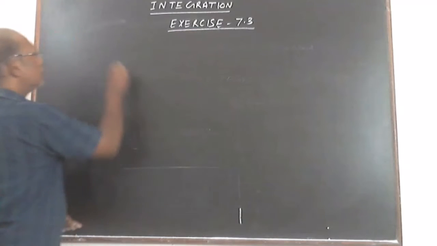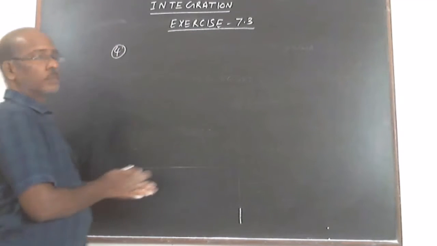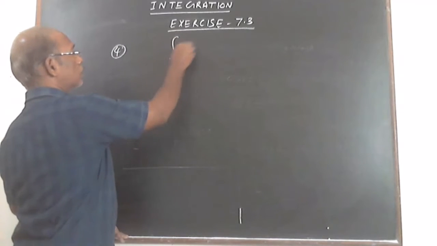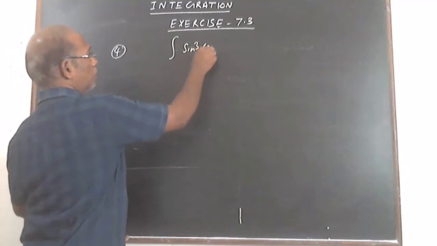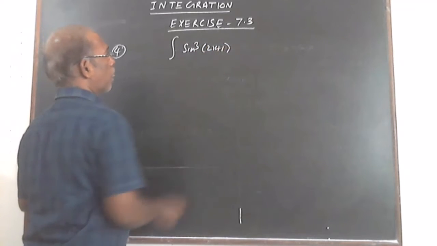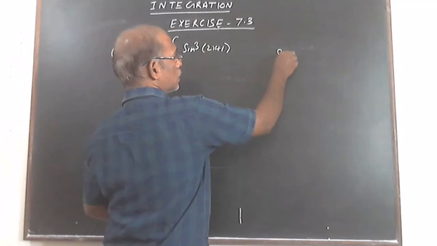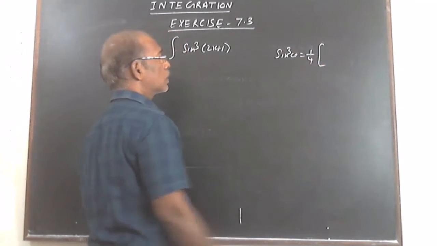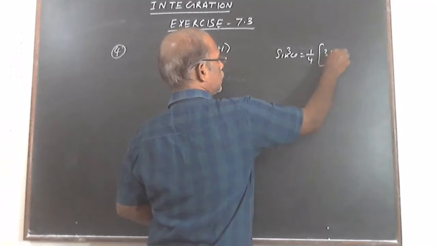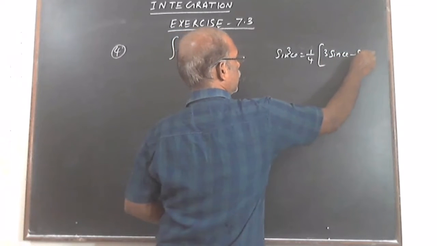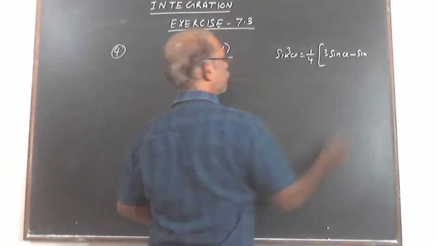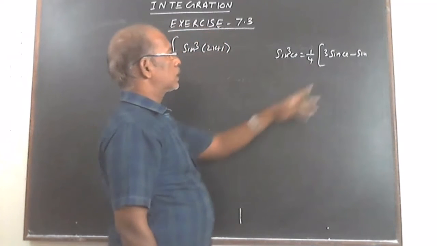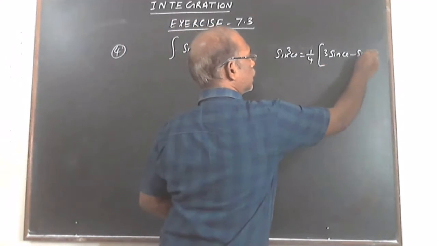Question number 4. Integral of sine cube of 2x plus 1. Actually, sine cube theta is 1 by 4 of 3 sine theta minus sine 3 theta.